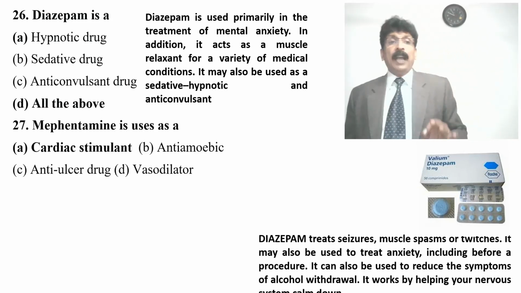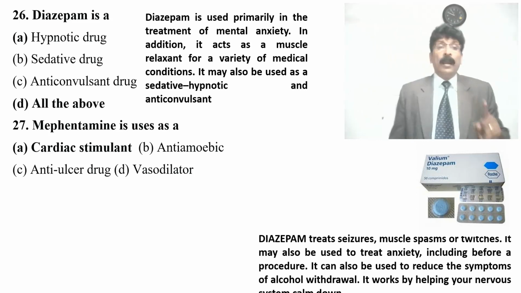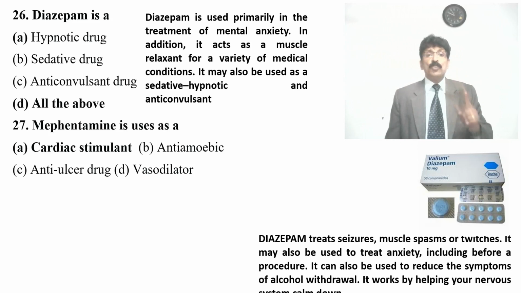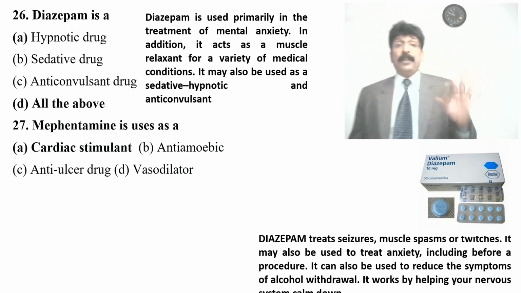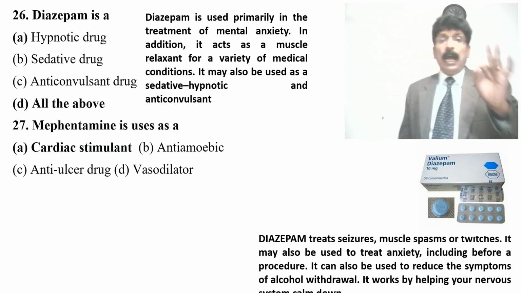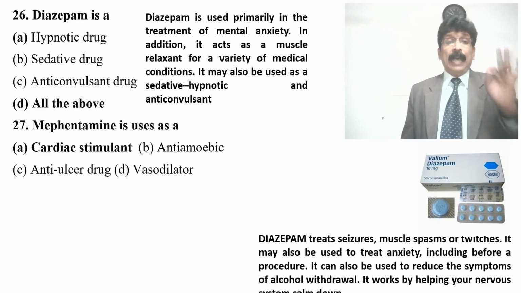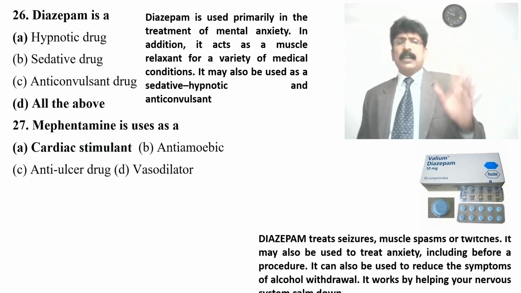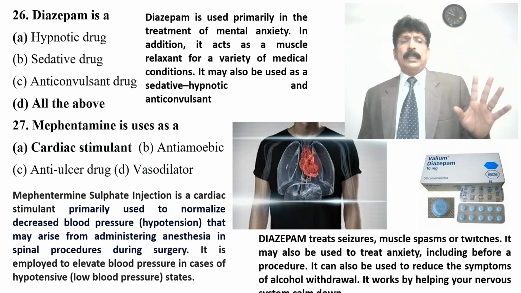And you can see the next question, mephentermine. Mephentermine is used as, the choices given are cardiac stimulant, anti-amoebic, anti-ulcer drug, or vasodilator. But it is a cardiac stimulant, very important. That is the drug.